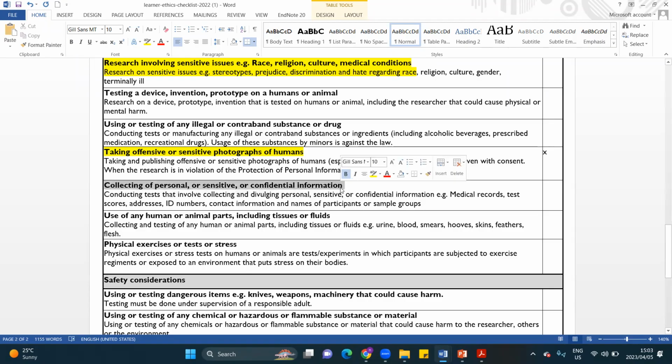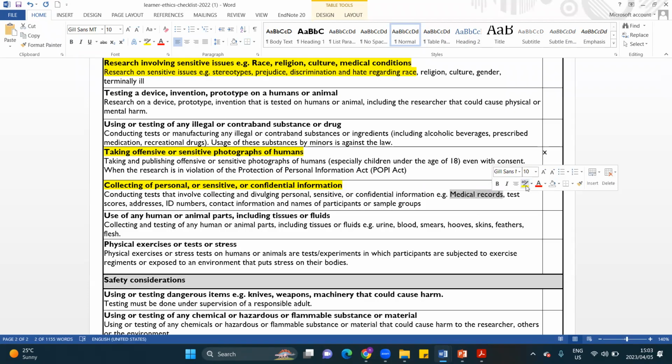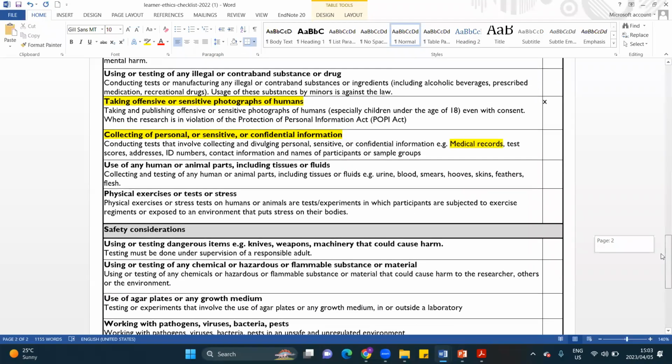Collecting sensitive or confidential information is also an absolute no-no. For example, you can't ask someone their HIV status, and things like that. Medical records, you can't do that as the learner. But if the information was provided to you by the doctor, they could give the learner a letter saying this is the medical records, again strictly under the supervision of a medical professional.